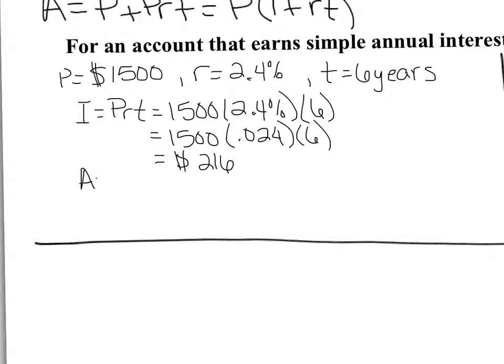So now if you want to know what your balance is, you're going to take your principal, so that money that you put in the account, plus that interest you earned. So your final balance is $1,716.